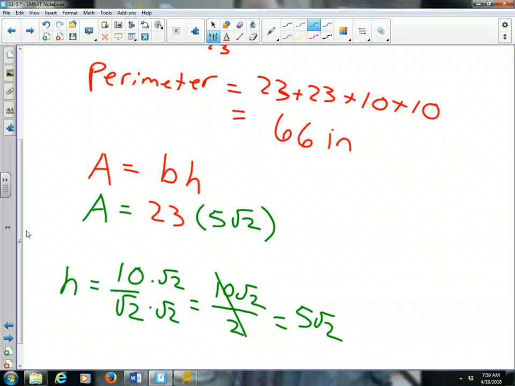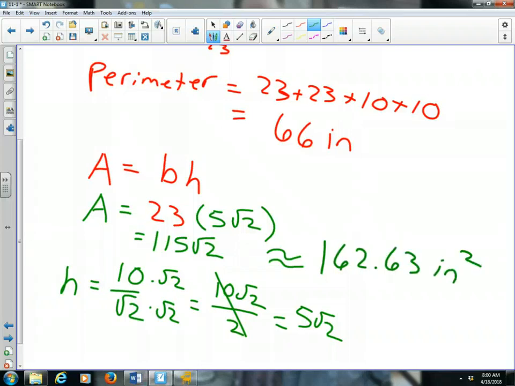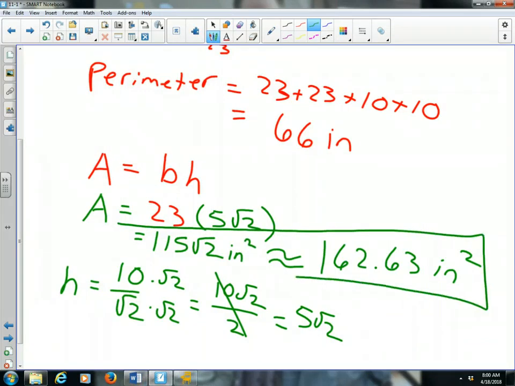23 times 5 is 115. So it would be 115 times the square root of 2. Or approximately, if you multiply 115 times root 2, you would get 162.63 square inches, or inches squared. Make sure you label with area, everybody. Labeling is very important. So that is our area.